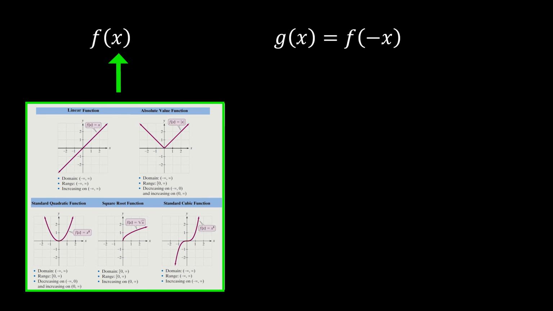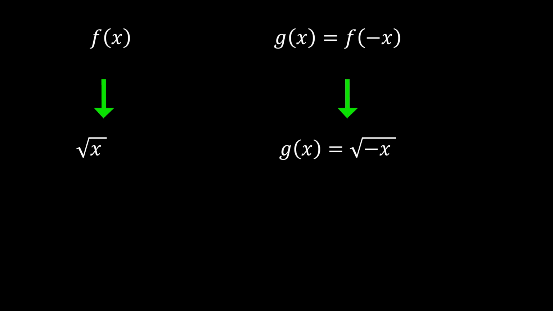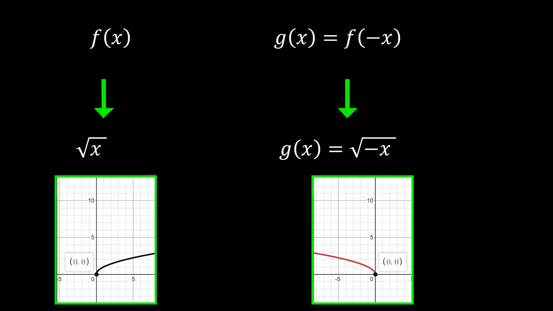Similarly, if I tag a negative sign to our function's input, then I create a new function g of x that is f of x reflected over the y-axis. For example, if f of x is the square root function and I tag a negative sign to our function's input, then we've created a new function g of x that is the square root function but reflected over the y-axis.